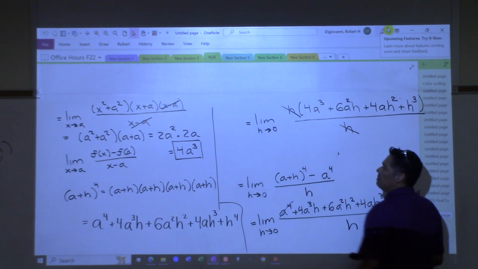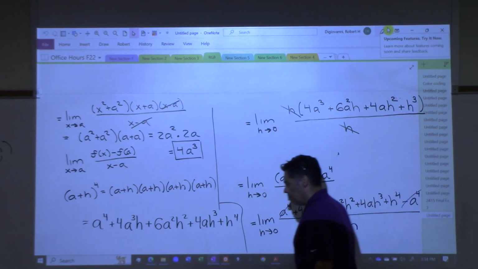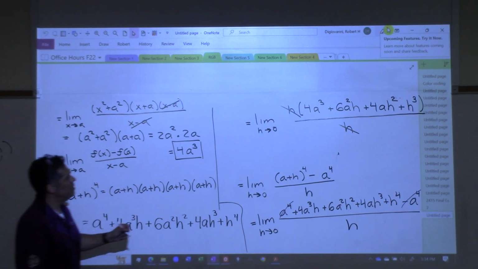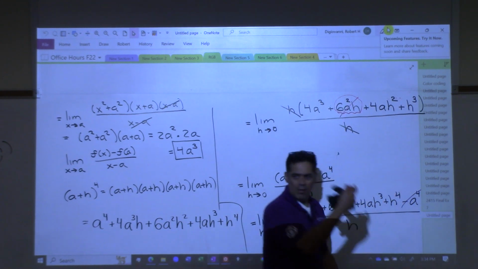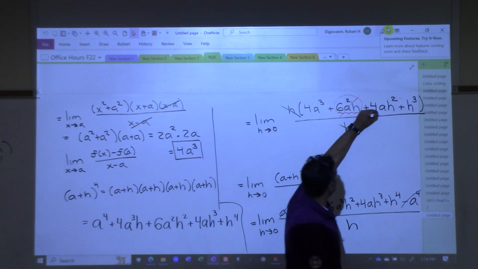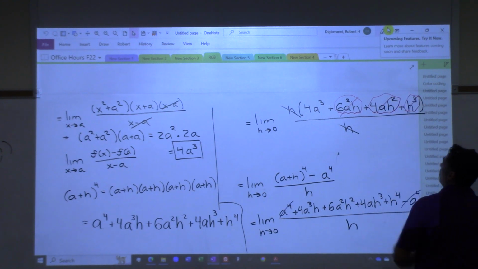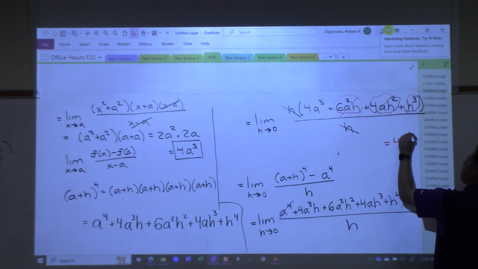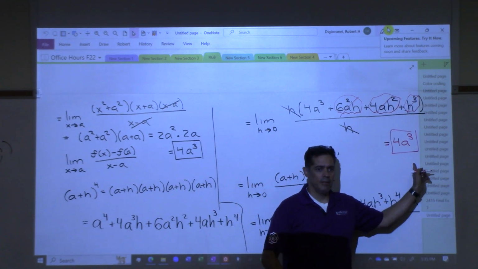These are gone. Now you let h go to 0. What happens if you let h go to 0 in this expression? That term is gone, because 0 times anything is gone. This one is also gone because it has an h, and this one is gone because it has an h. The only thing left is 4a cubed. Same answer, right? Same answer.